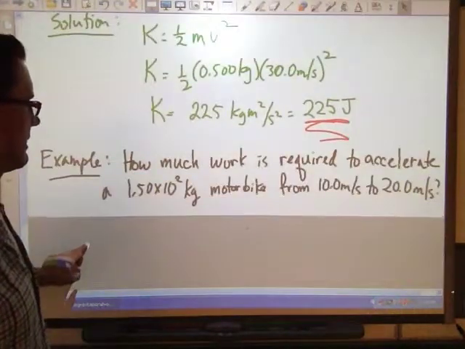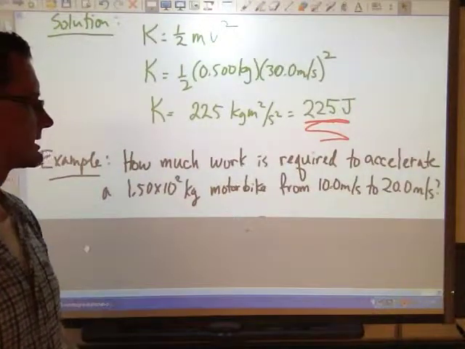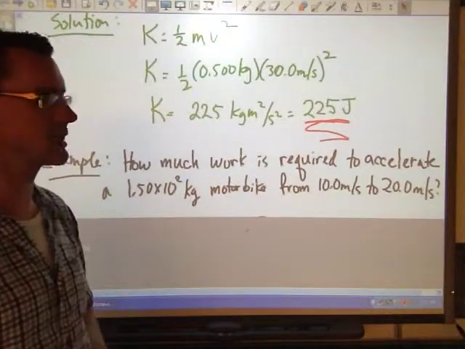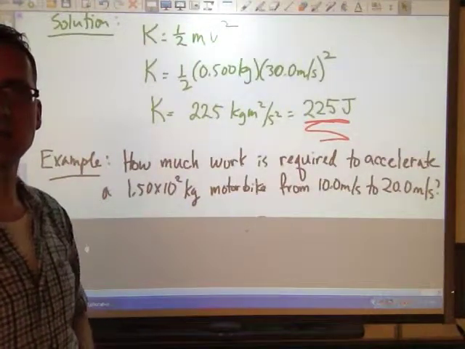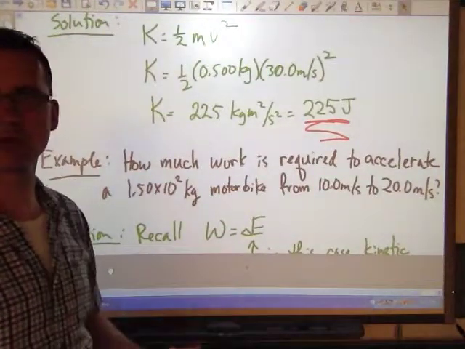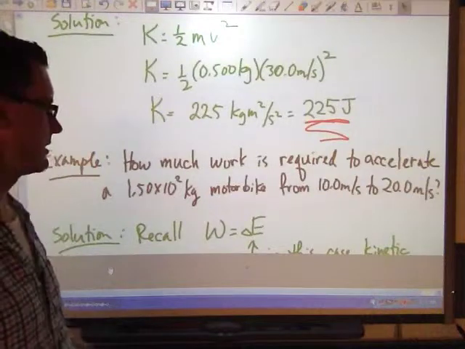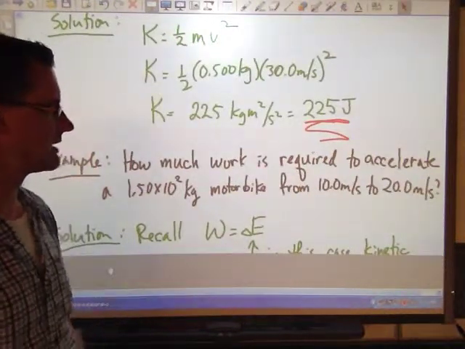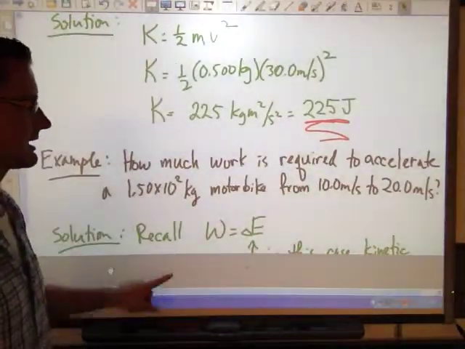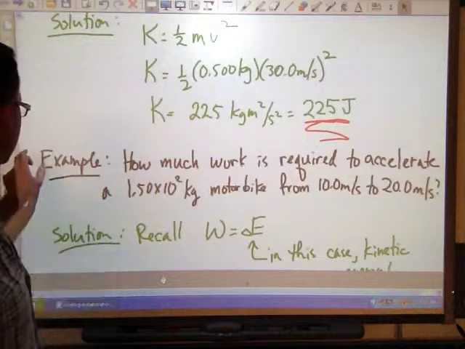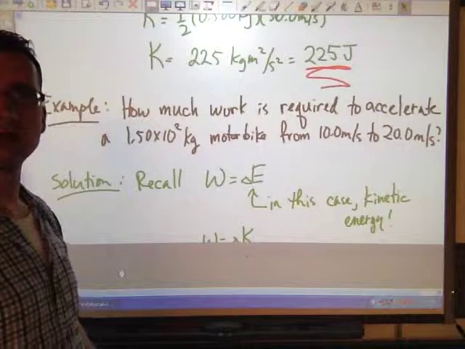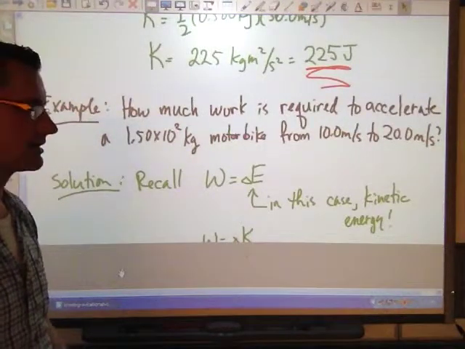One more example here. How much work is required to accelerate a 150 kilogram motorbike from 10 meters per second to 20 meters per second? So here we have something else happening. Work done, recall from earlier, if you see the word work, work is transferable to energy. Work is equal to change in energy, and in this case, we're going from 10 meters per second to 20 meters per second. So in this case, that delta E is kinetic energy we're talking about. So work is equal to change in kinetic energy.